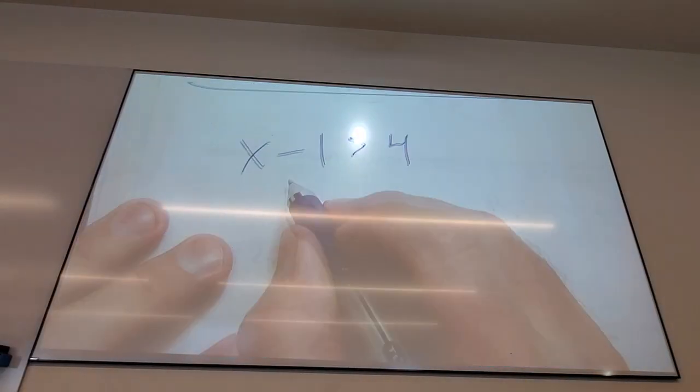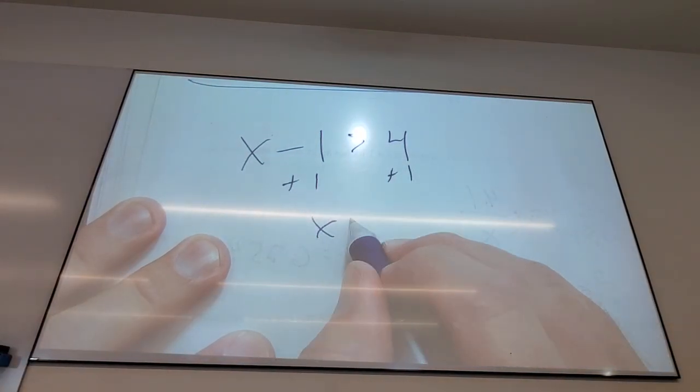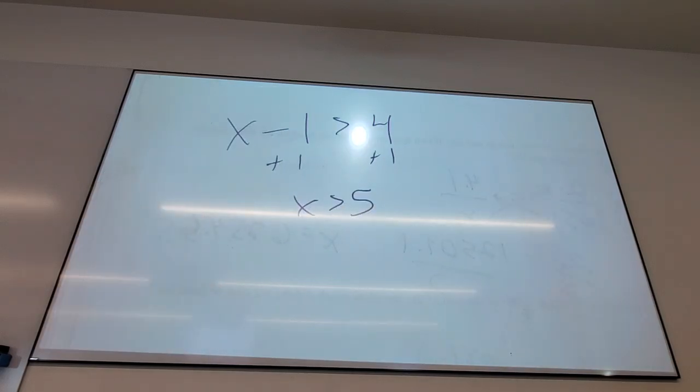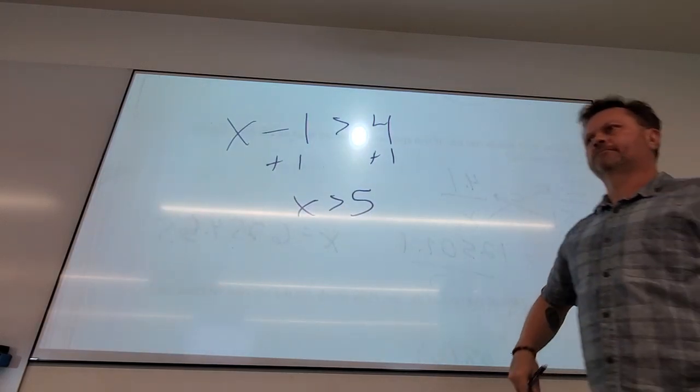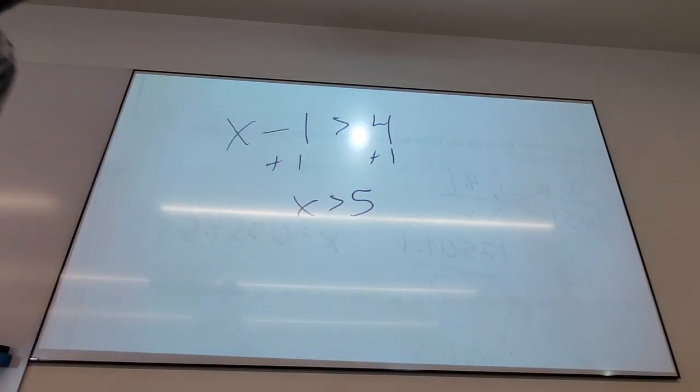So here I just add 1, so what's my answer? How many answers did we just get? A lot. We got more than 2. Yes, we got a lot. We got every number above 5. How do you represent the answers then?